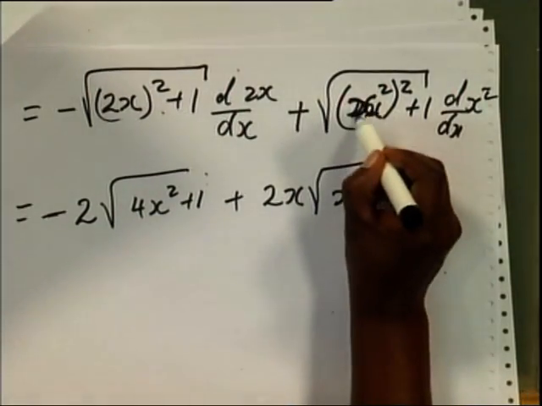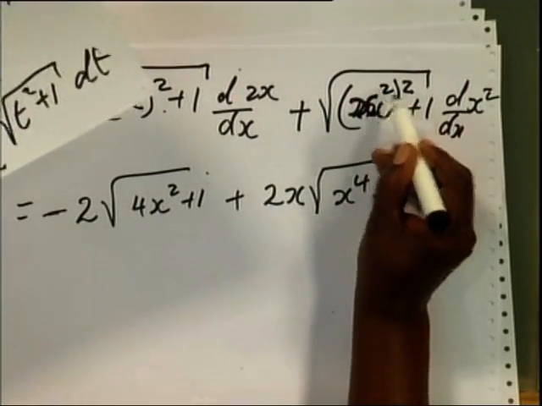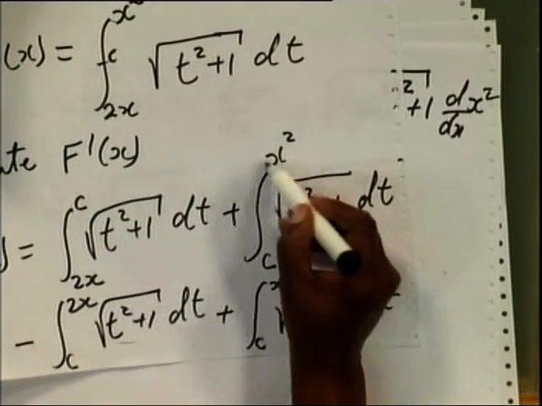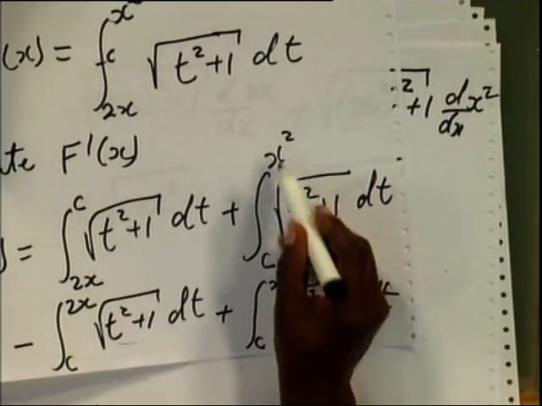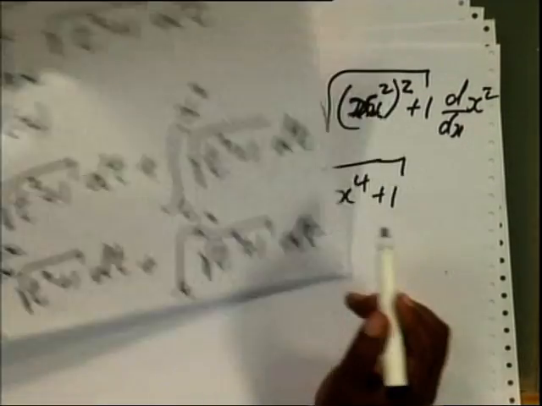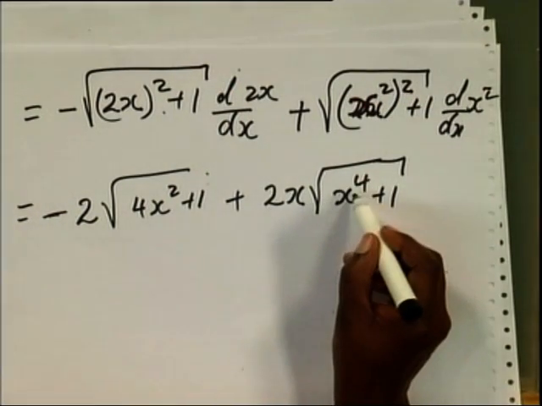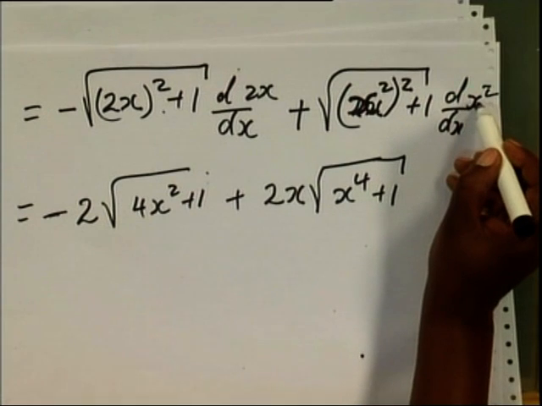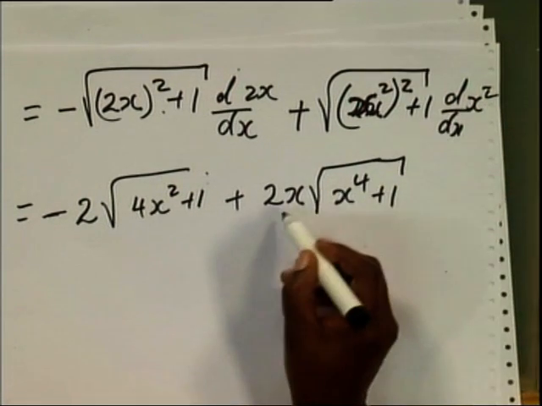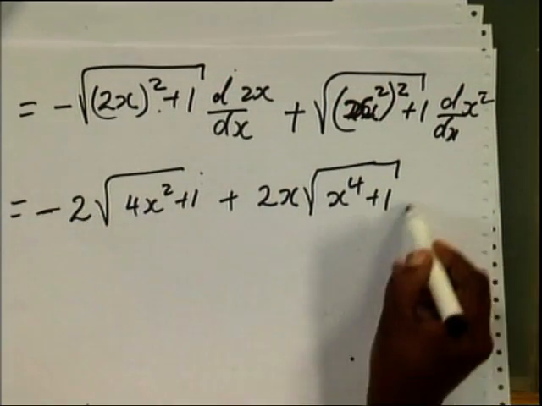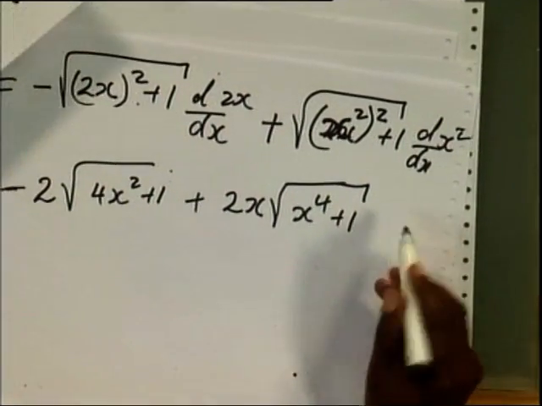This one here, replace t by x squared, because that's what I have at the top. Replace t here by x squared. So it's going to be x squared all squared, so I'm going to have x squared all squared plus 1. And I have x to the power 4 plus 1 times the derivative of x squared, which is 2x. That is my answer. No C.